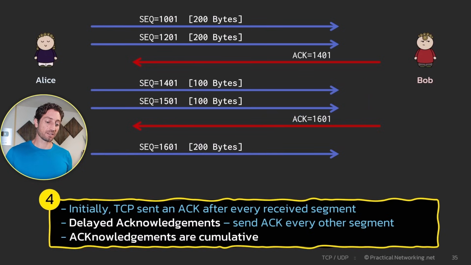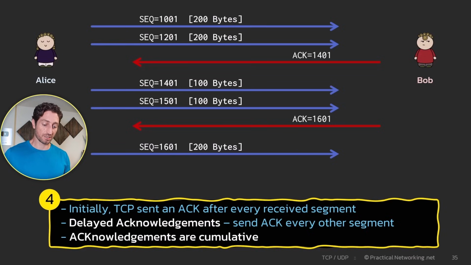But what happens if Alice has an odd number of packets that she's going to send? I mean, she sent 2 here and Bob acknowledged. She sent 2 here and Bob acknowledged. What if this is the last 200 bytes that she means to send? Bob will never receive a second packet and therefore never send that last acknowledgement.